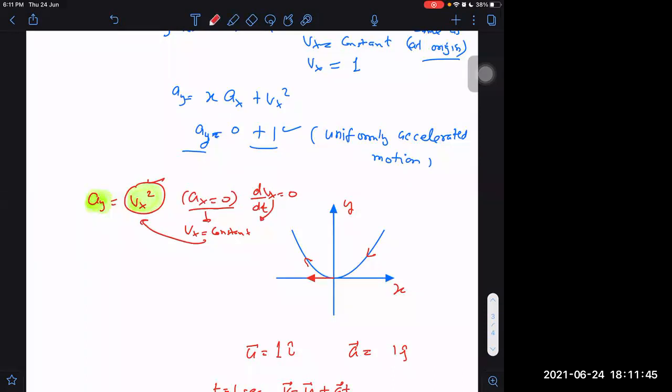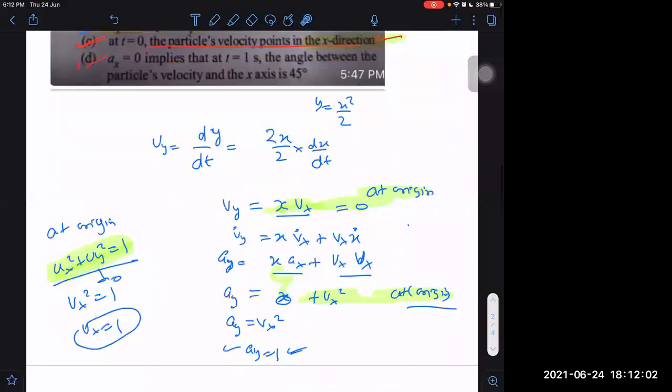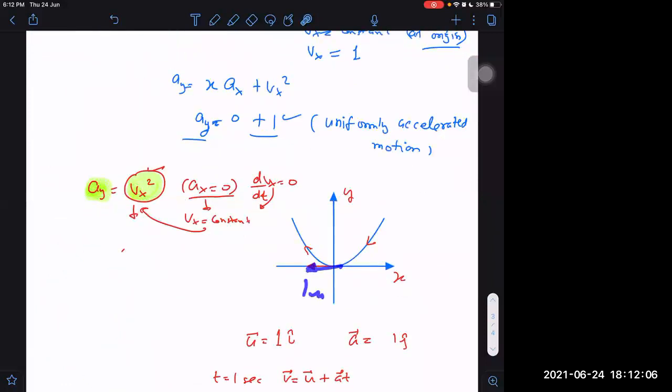And also, if I know what Vx is at any one point, then at all other points Vx will be the same, because Vx is constant. But we already know what Vx is at the origin. At the origin, the net velocity is along the x-axis. And they are saying at the origin the speed is 1 meter per second. Therefore, the velocity along the x-axis was 1 meter per second. It will continue to be 1 meter per second. Then what is Ay coming out to be? Then Ay is coming out to be 1 meter per second square.